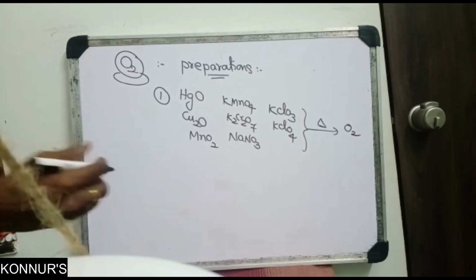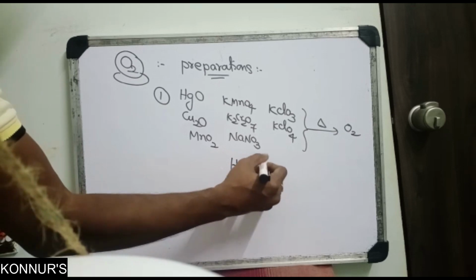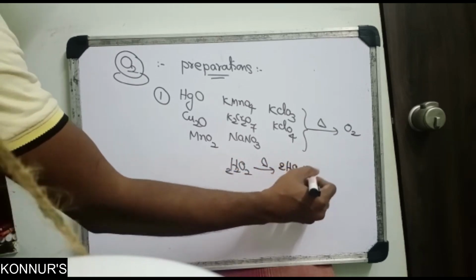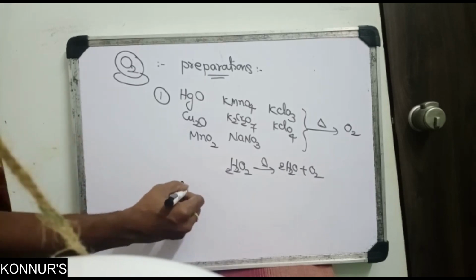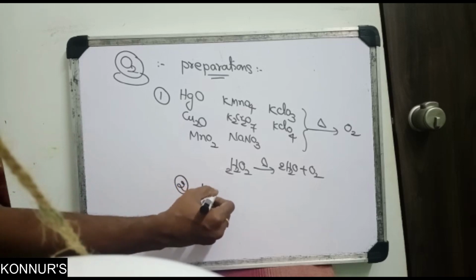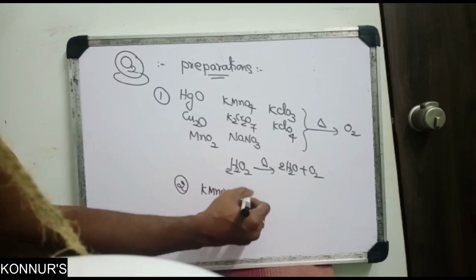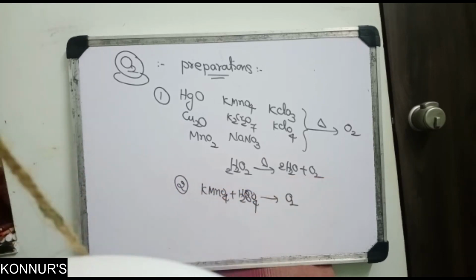Next, otherwise you take hydrogen peroxide. Hydrogen peroxide you can also heat: 2 moles of H2O2 gives water and oxygen. Next, otherwise you take an acidic medium. So KMnO4 in acidic medium, treated with H2SO4, oxygen is coming.